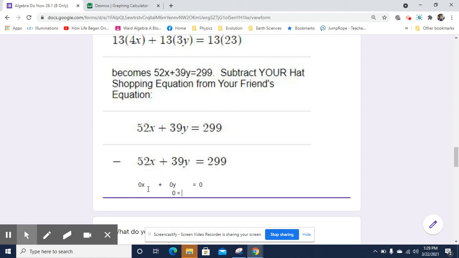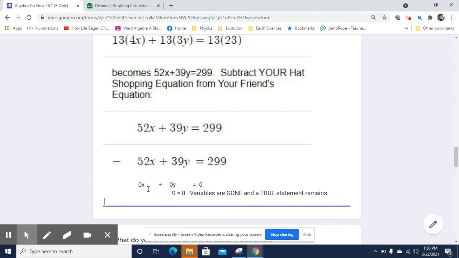0 plus 0 equals 0. And so that means that this is just true. Variables are gone, and a true statement remains. That means we have infinite solutions to this system.